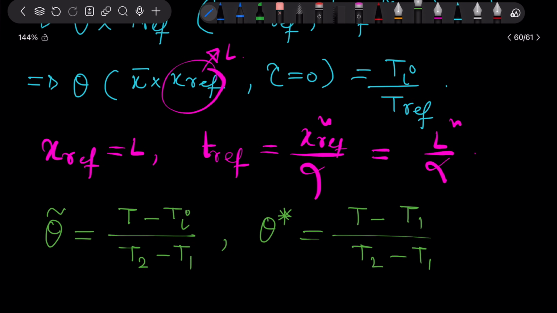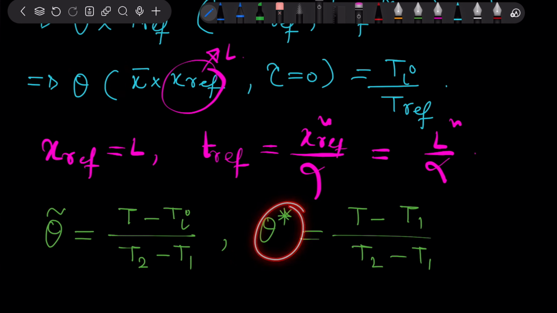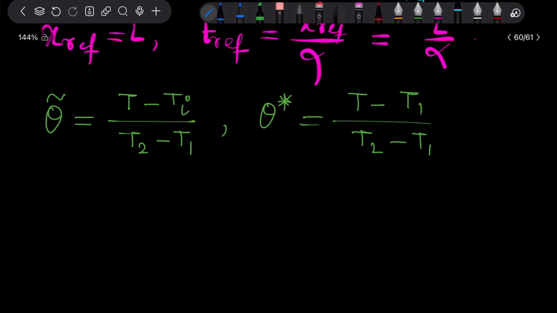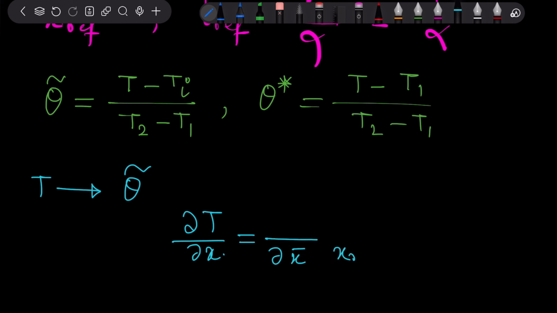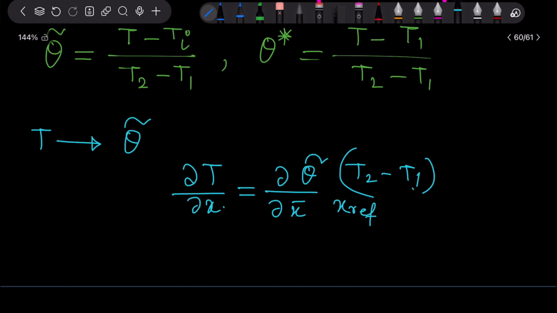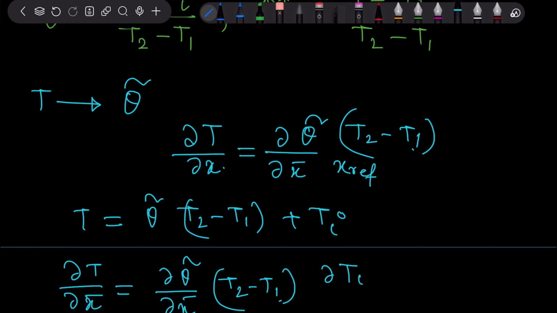So any of these theta, either this theta or this theta tilde or this theta star, anything you can use. So firstly, you just tell me, if you have to go from this T to this theta tilde, what thing will be there? I mean, what you have to do? That is, if I have del T del x, you know that to go from x to x bar, I have to multiply x reference. But now if I have to go from T to theta tilde, then what I have to do? I have to just multiply this T2 minus T1, because you see now your T is what? Your T is theta tilde into T2 minus T1, right, plus Ti. This is your T. So that means your del T del x bar is equal to del theta del x bar into T2 minus T1 plus del Ti by del x bar.